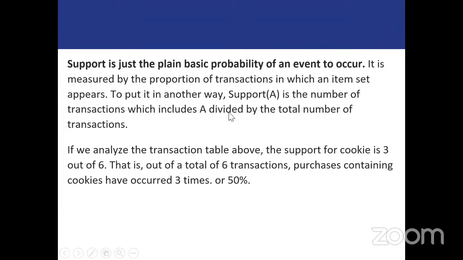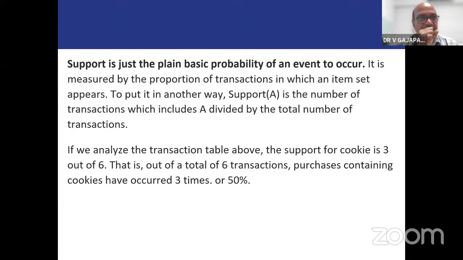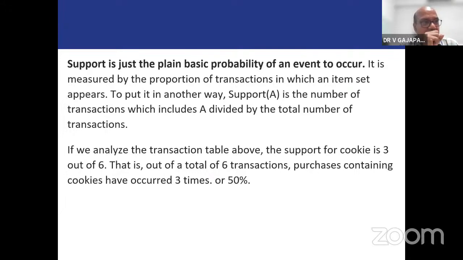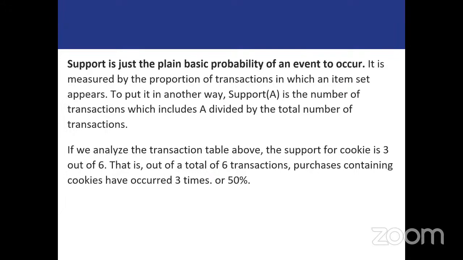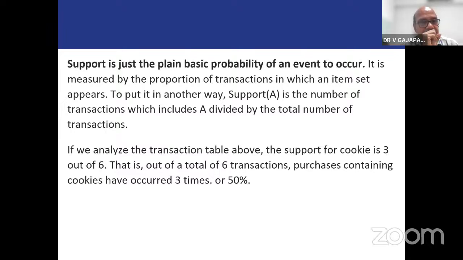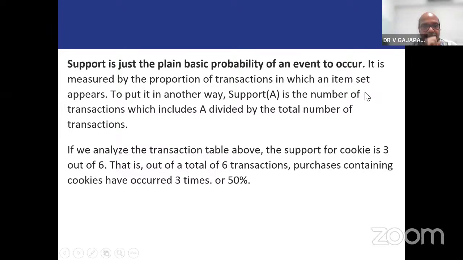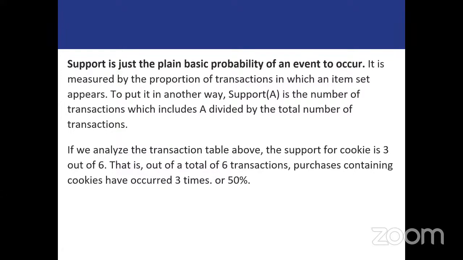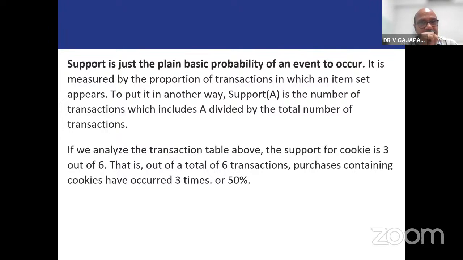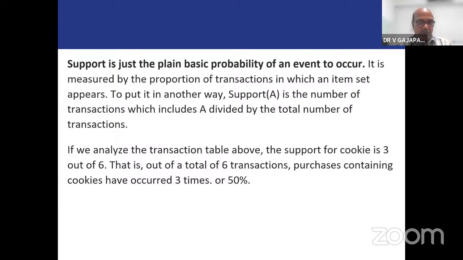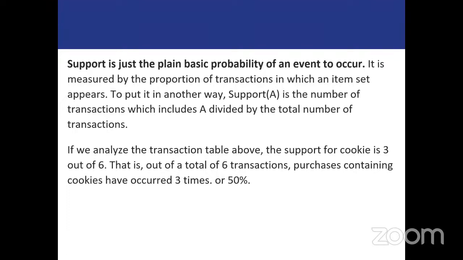It is the basic probability of an event to occur. For example, 100 sales are happening. Of the 100 sales, 10 sales are for the printer. Therefore, here the support is 10 by 100, or 10%. Support is 10%. You need not worry about why we are doing this now. I will connect all the dots, but before that, support is this.